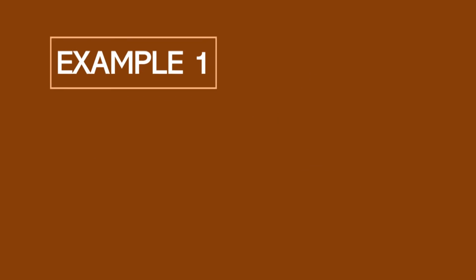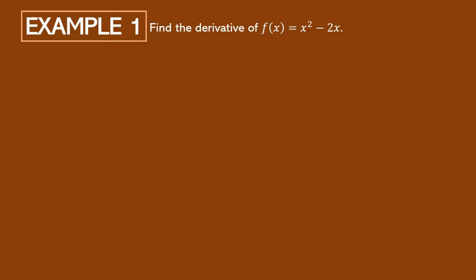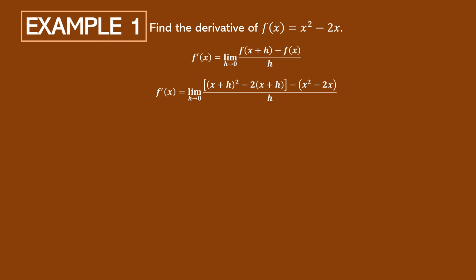Let us have some examples. For example, number 1. Find the derivative of f of x is equal to x squared minus 2x. We have to utilize the limit definition of the derivative, which states that the limit of f of x plus h minus f of x all over h as h approaches 0 is equal to f prime of x, or our derivative. Then, we have to identify f of x plus h.